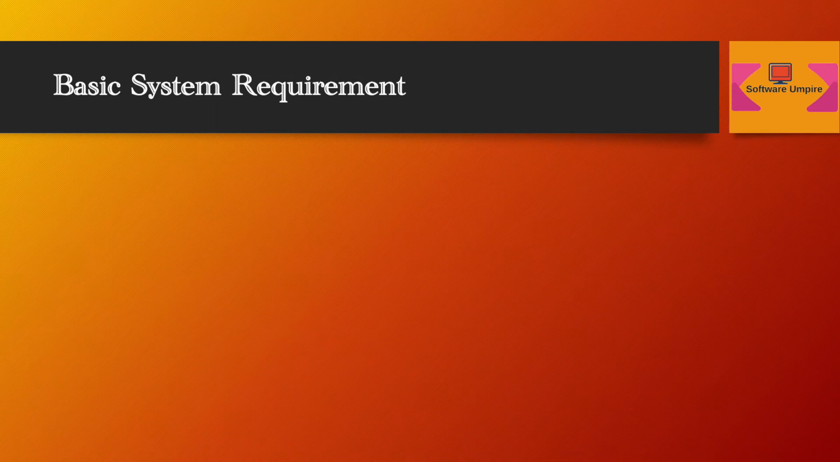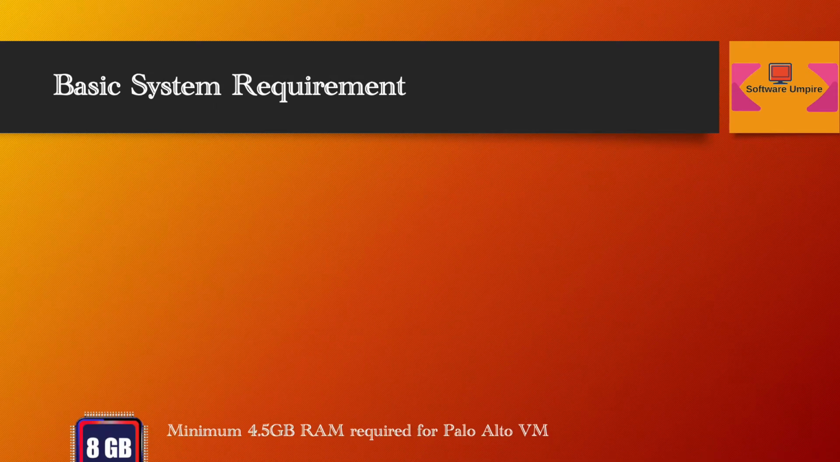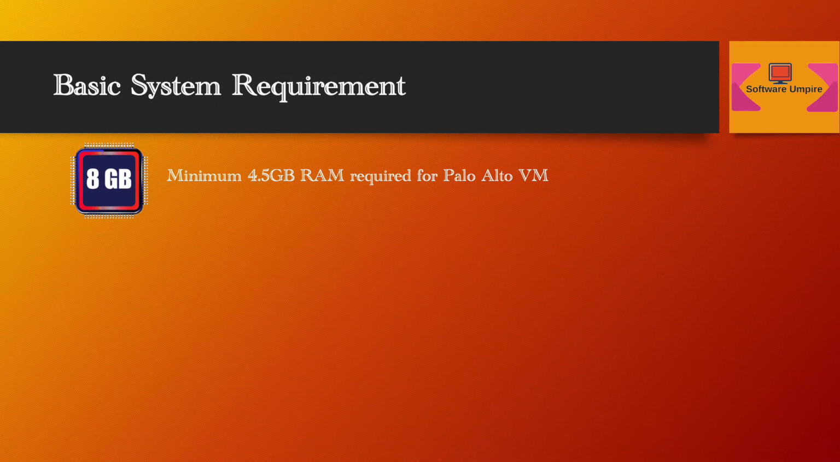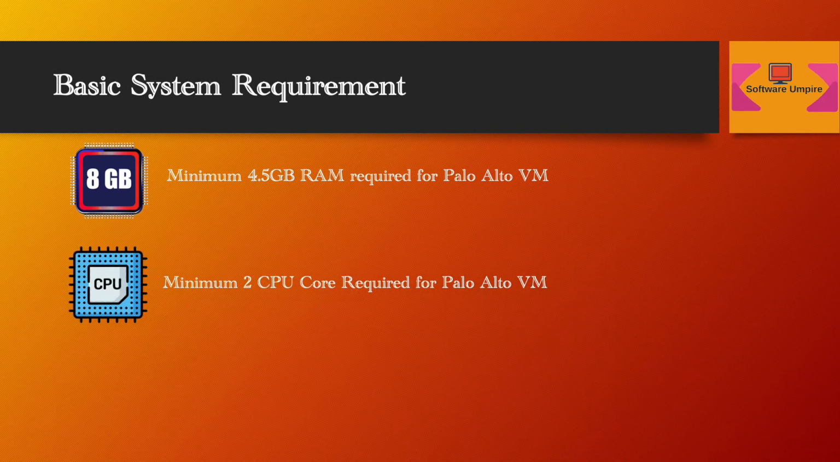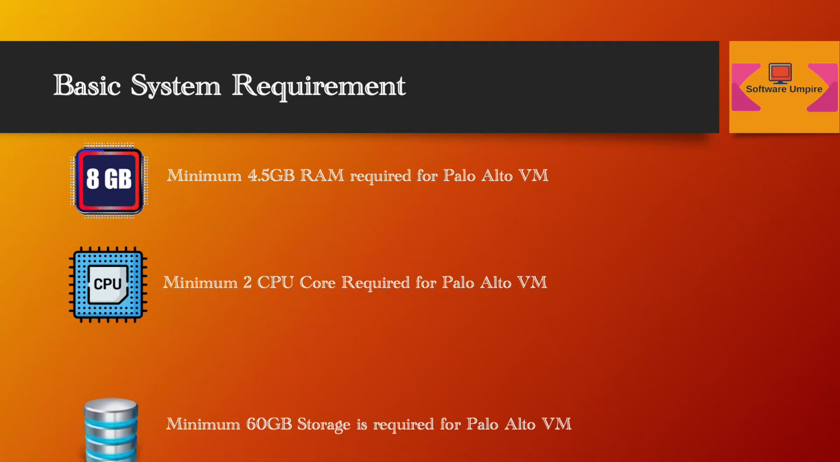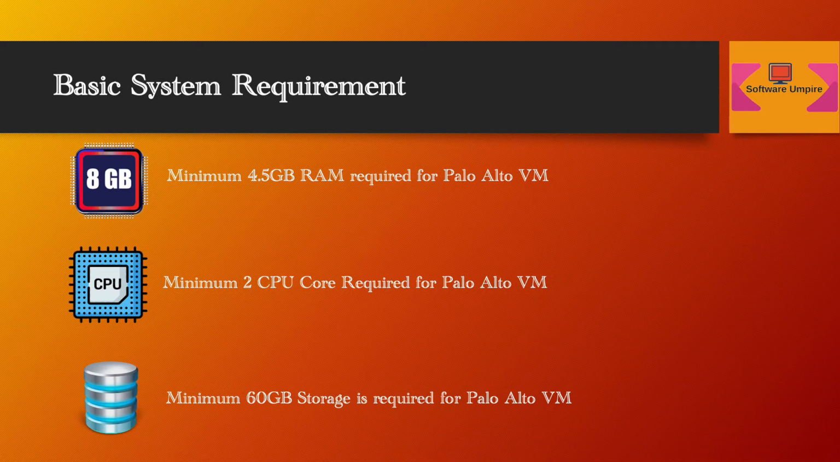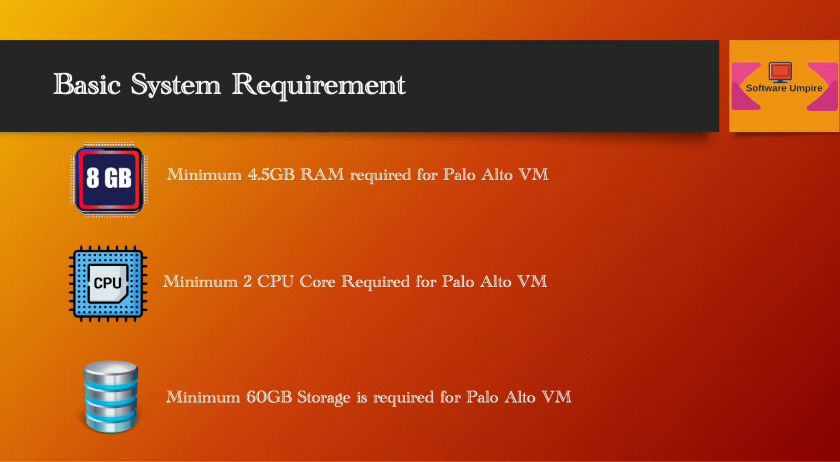So first we will look at basic system requirement. You need at least 8 GB of RAM in your system and 4-core CPU because you need to give at least 2 CPU cores to Palo Alto VM and need to allocate more than 4 GB RAM to Palo Alto VM. If you can give more than this, it will run things more smoothly, but before creating a VM, make sure you have enough storage in your system. Minimum 60 GB storage is required for Palo Alto VM.